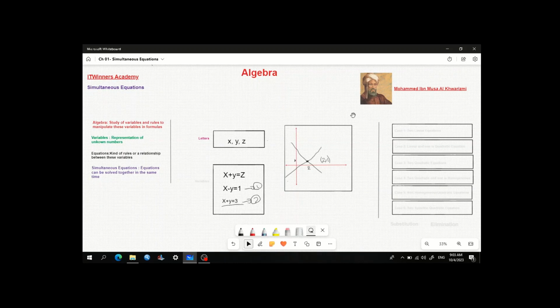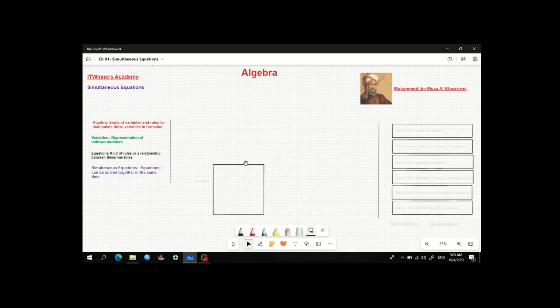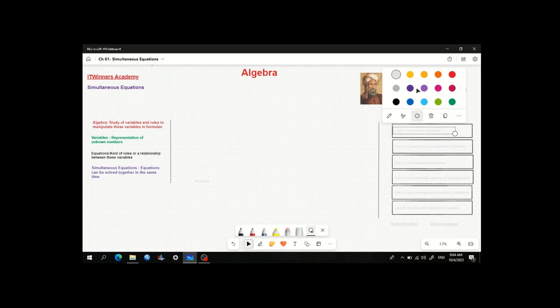Now let me clear that. As we say, we have 6 cases in this first chapter on simultaneous equations. The first case here is two linear equations, just like that. Let me write that.